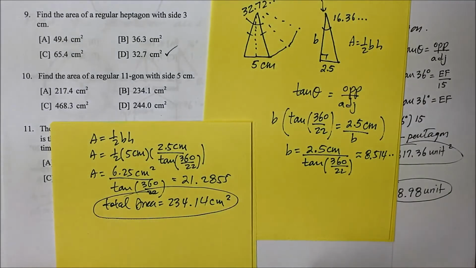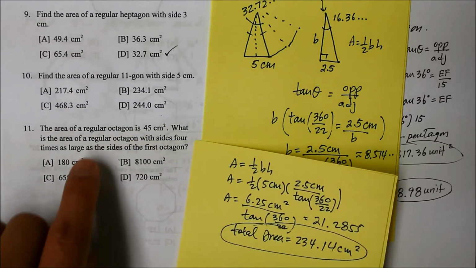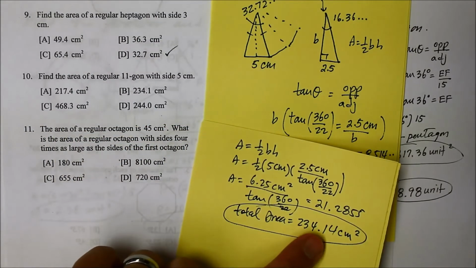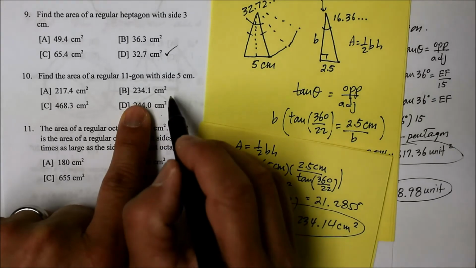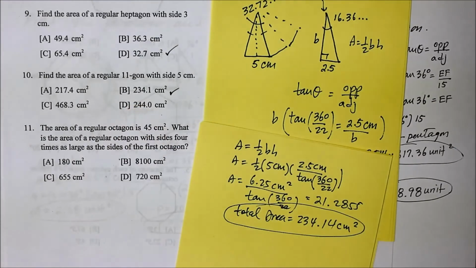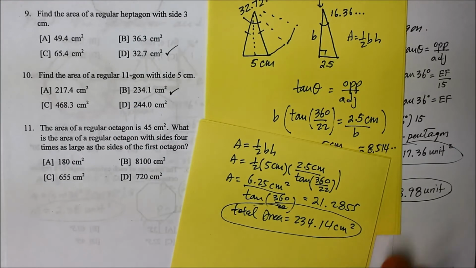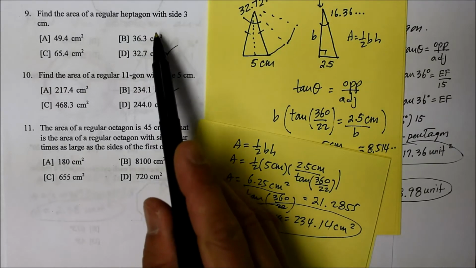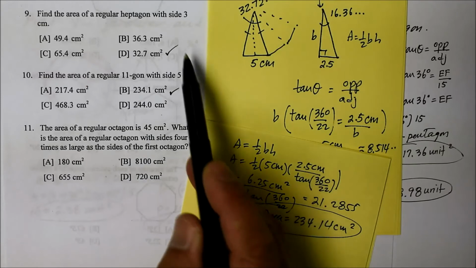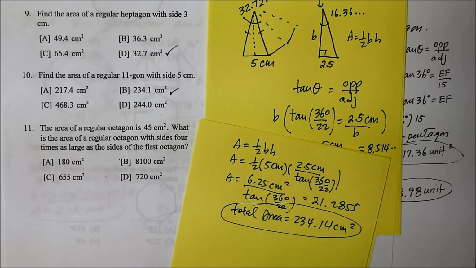And let's see if that is one of the choices. Do I see anything 234.14? Right there. Ta-da! So you could play with this, try your own variation by changing the polygons and changing the sides and see if it works out for you. Okay? All right. Go get some.